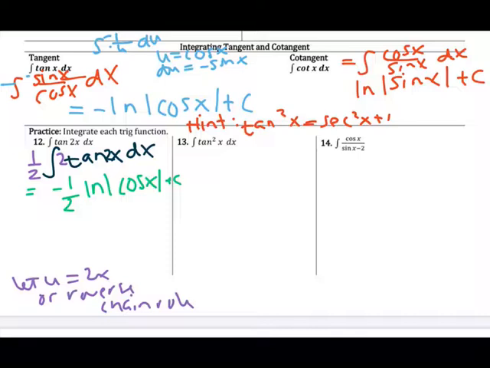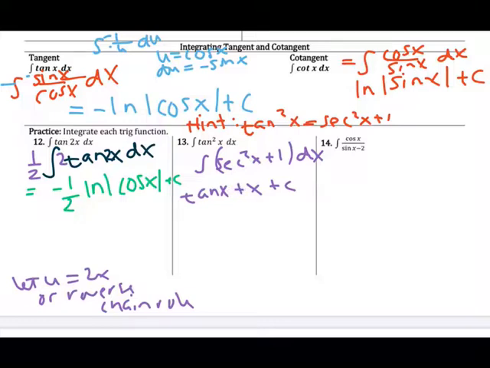Now my hint for you on number 13 is to remember that tangent squared of x is equal to secant squared x minus 1, and see if you can work through that. So we can change this to be secant squared x minus 1. We know that the antiderivative of secant squared x is tangent of x. The antiderivative of 1 is x, and then don't forget your plus c.